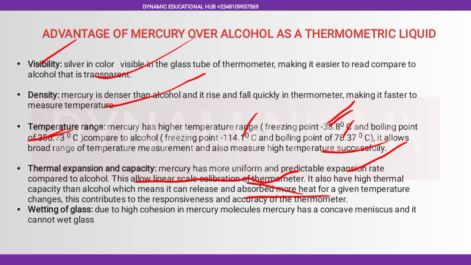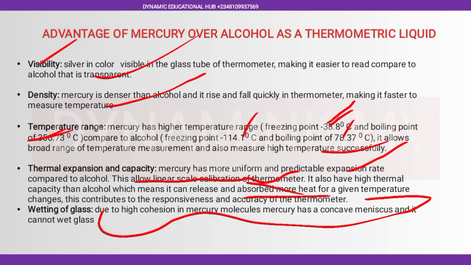Now, let me explain this. Mercury has high cohesion. The cohesion of mercury is so much that even if you have it in glass, the adhesion between the glass and the mercury is not comparable with the cohesion between mercury molecules. As such, mercury will not stick to the wall of the glass due to high cohesive force compared to adhesive force. That is why we have a convex meniscus for mercury and it will not wet glass.